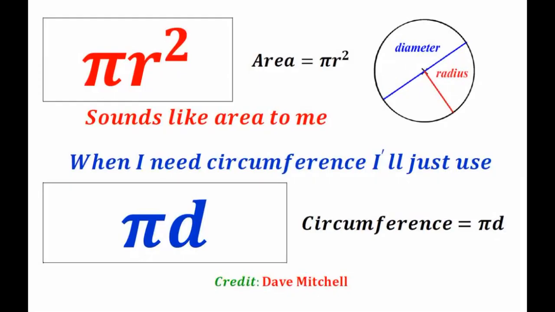Pi r squared sounds like area to me. When I need a circumference, I'll just use pi d.